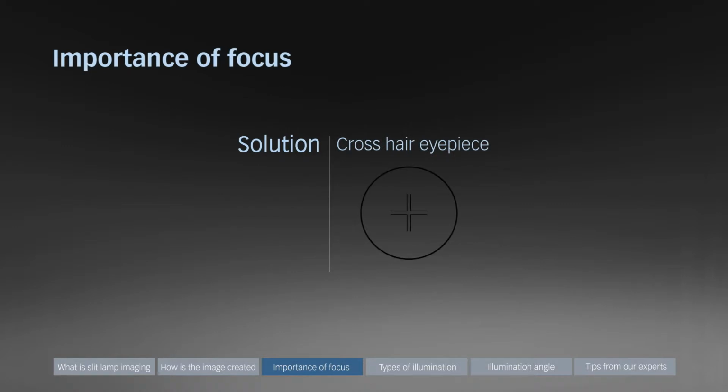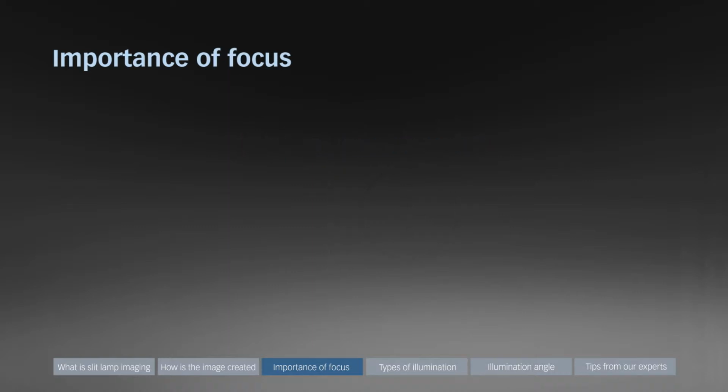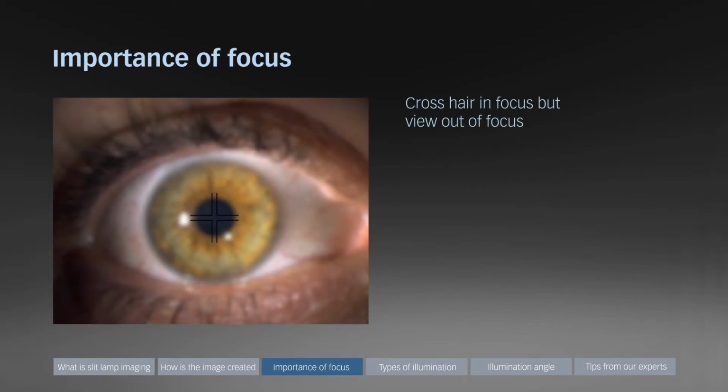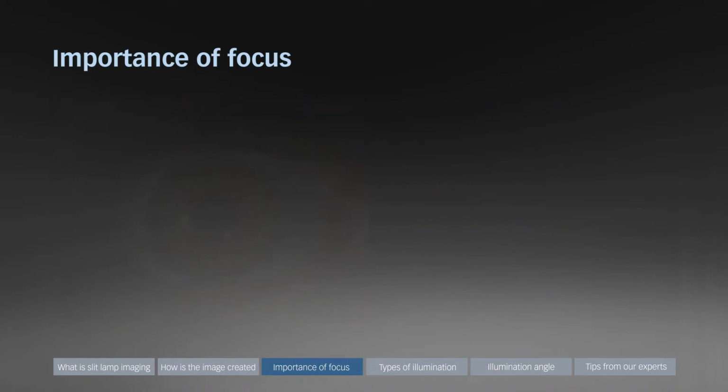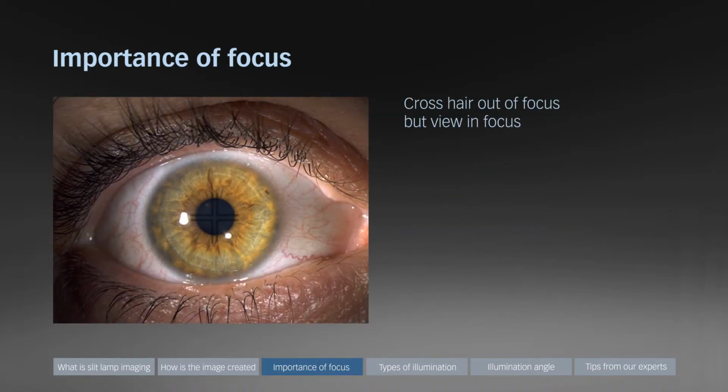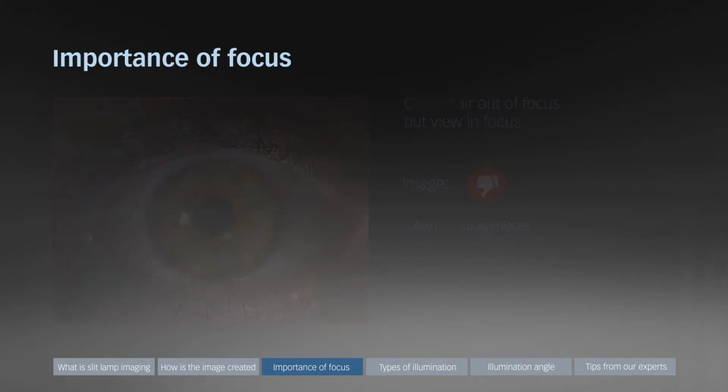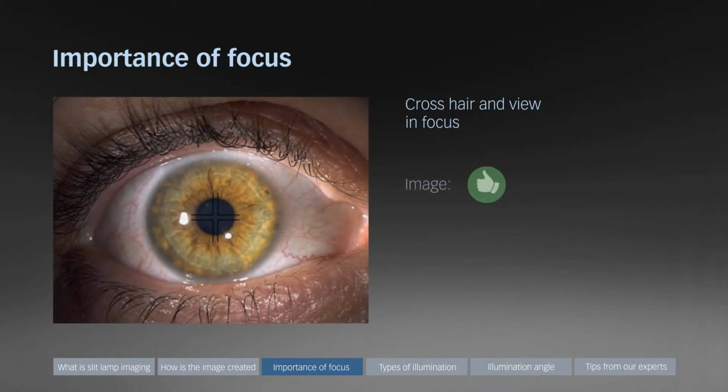A crosshair reticule indicates the correct adjustment of the eyepieces, thus a perfect focus for the camera is guaranteed. If by looking through the eyepieces the crosshair is in focus but the view is out of focus, you need to move the slit lamp into focus. If the crosshair is out of focus but the view is in focus, you need to adjust your eyepieces. If the crosshair and the view are in focus, you can be sure that the captured image is going to be perfectly in focus.